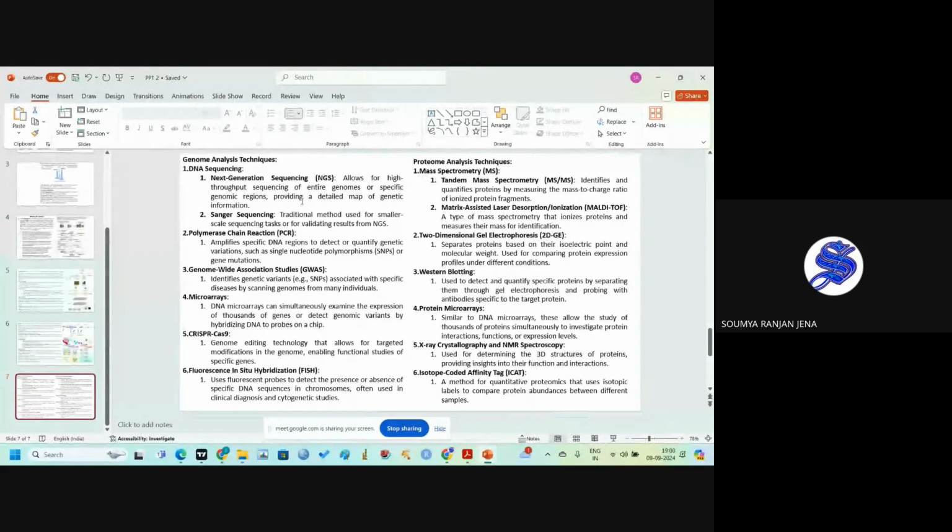And another one is Sanger sequencing. This is a traditional method used for smaller scale sequencing tasks, for validating results from NGS. If we study a small part of the gene, then we go for Sanger sequencing. If we study multiple genome analysis or gene analysis, then we will go for this next generation sequencing.